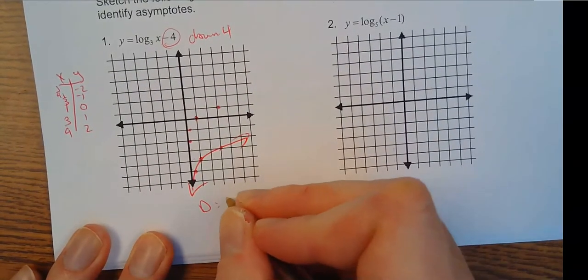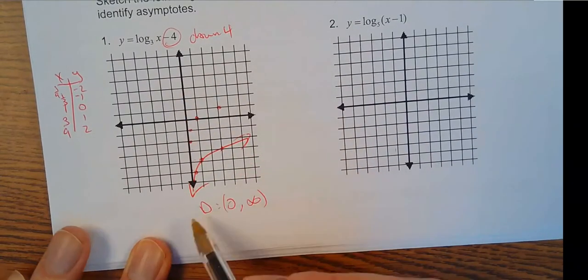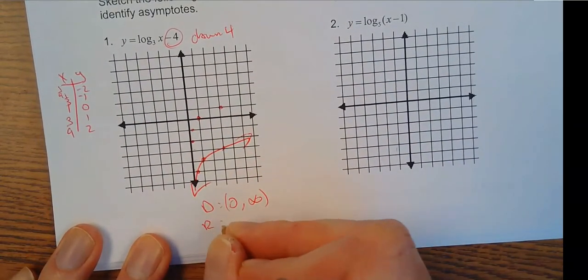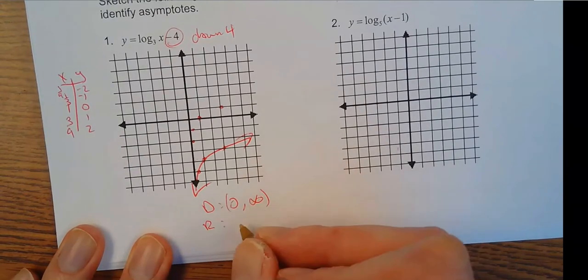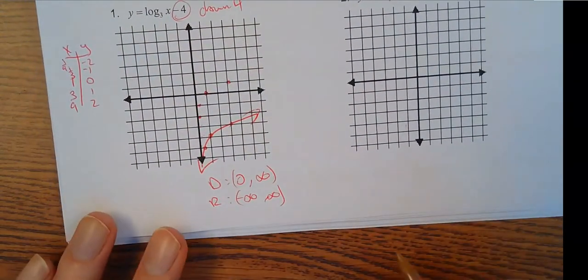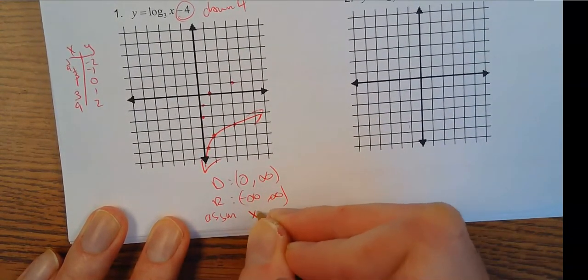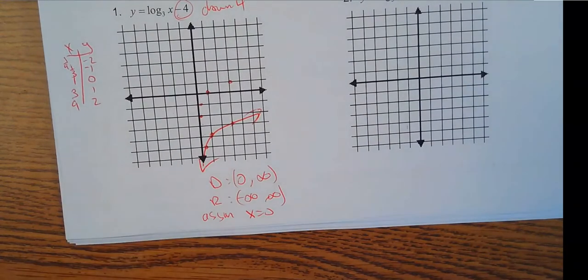State the domain and range. The domain would be from 0 to infinity. 0 is not included because that's an asymptote. The range on this one is from -infinity to infinity, goes up and down forever. And then the asymptote on this one is going to be x equals 0 because there is no left or right shift. They're all x equals 0 unless you shift it left and right.